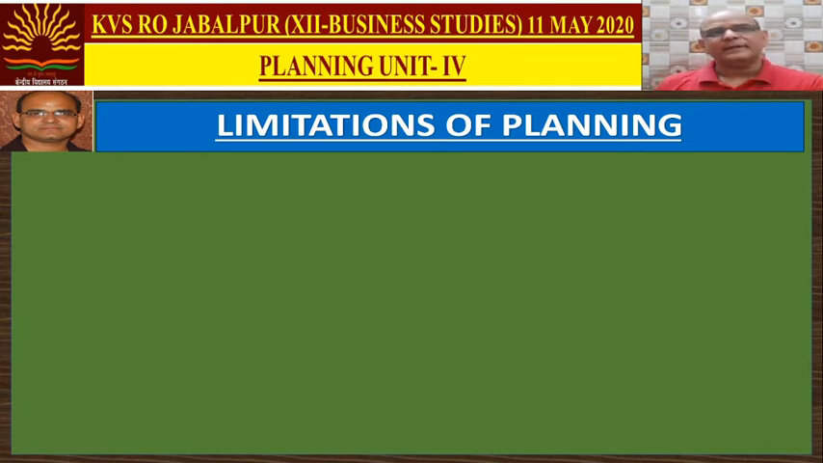Planning has some limitations also. Limitation does not mean that it is having demerits. Limitations are not the disadvantages, because planning cannot have any disadvantage, but it is having some limitations. Meaning, at some point planning may stop working, and planning may not give the result that we were expecting. So these are the limitations of planning.